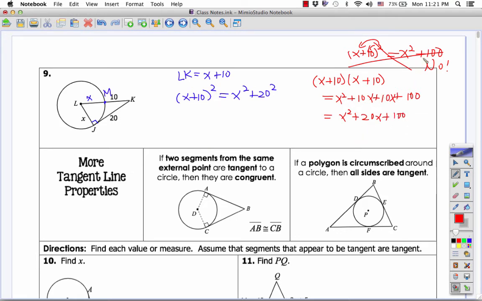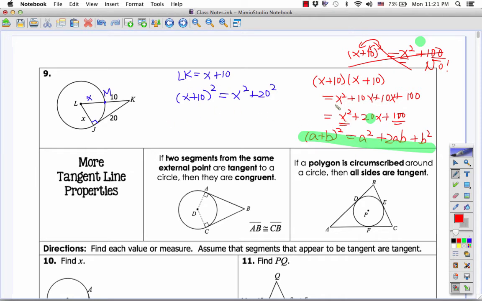Okay. Notice the difference between here and here. You have the first term, x squared. You have the last term, 100. But over here, you lost the middle term, which is 20x. This is called the perfect square formula. You probably have seen this. A plus b squared equals a squared plus b squared, but in the middle, you also have to add 2ab. So it's a squared plus 2ab plus b squared. That is your perfect square formula.